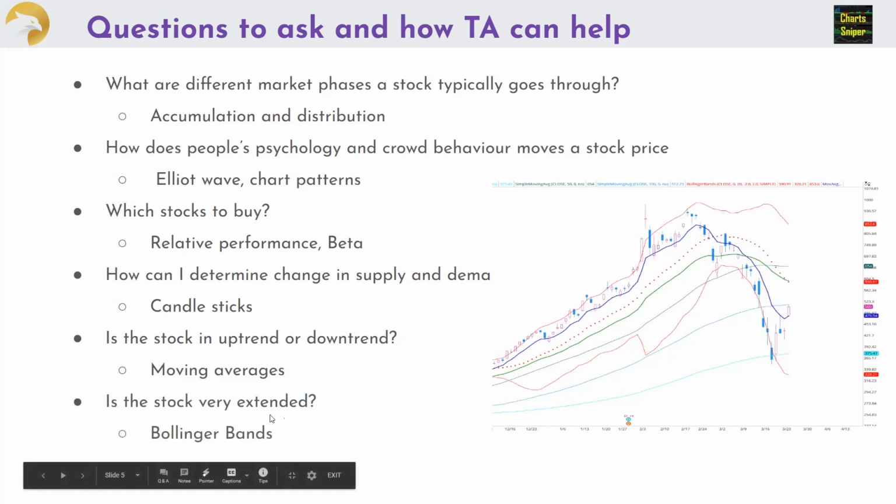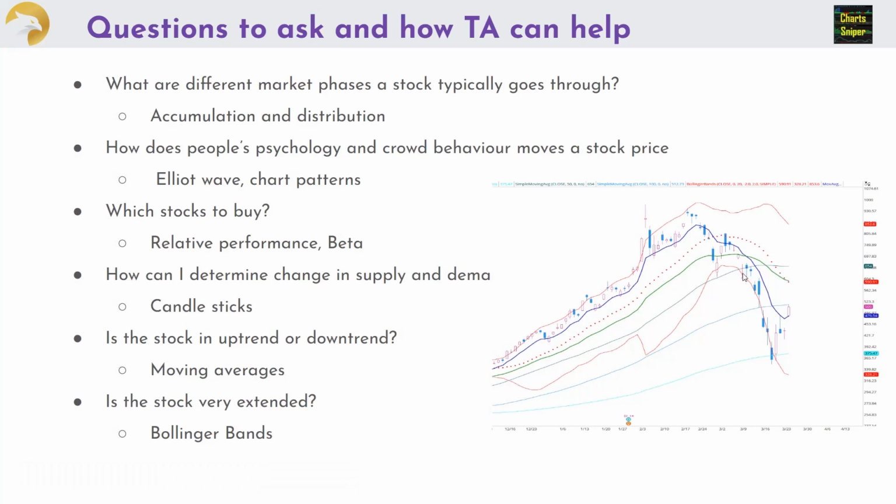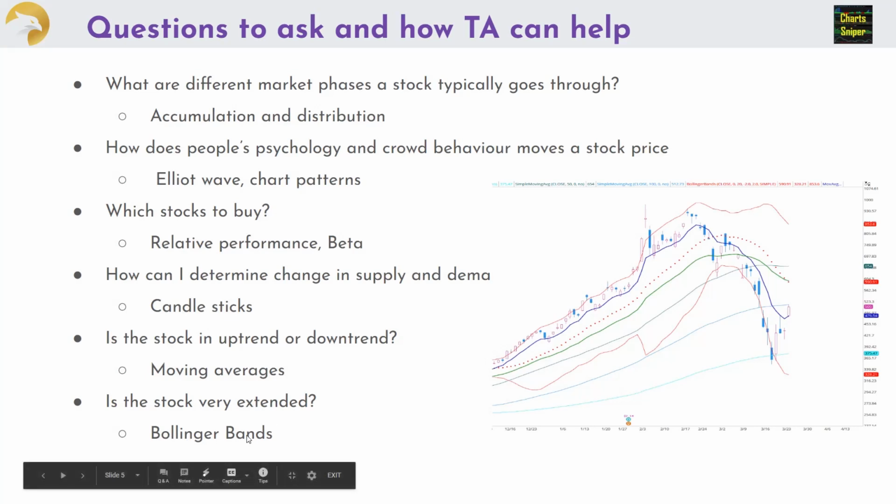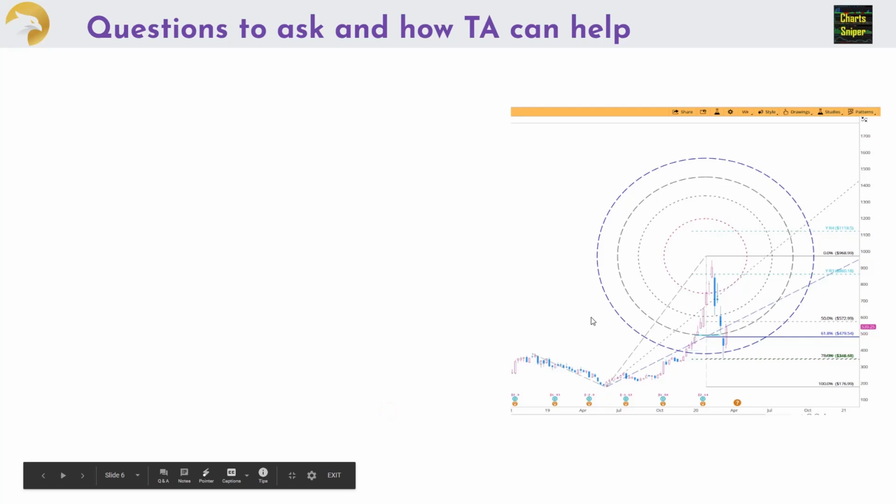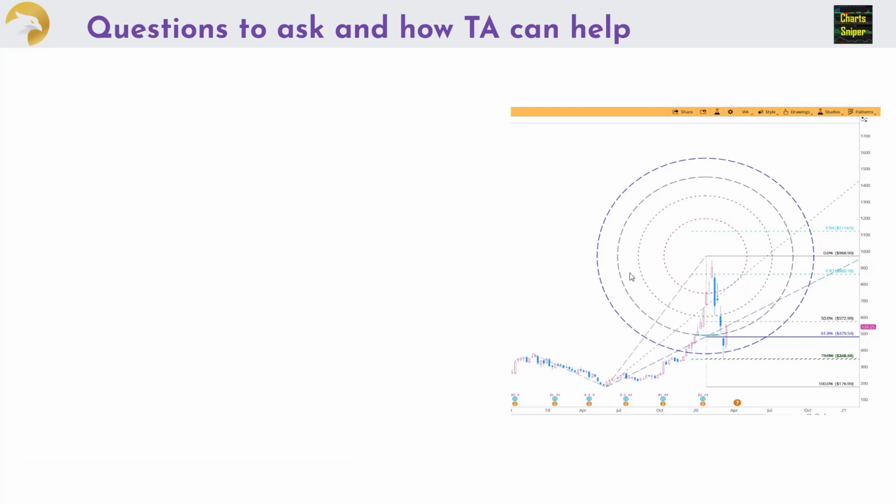Is the stock very extended? For example, if the stock starts to go above these two levels here, is it extended, or where exactly will it end up? What is the target price? All that information will be captured, or at least some standard deviation calculations will be, in Bollinger Bands. So that is something that will help us identify the price targets.